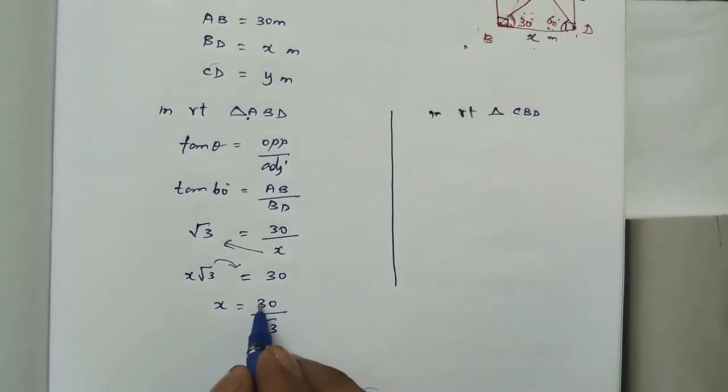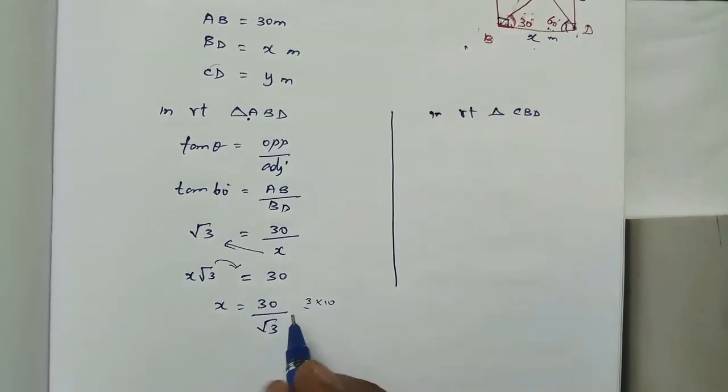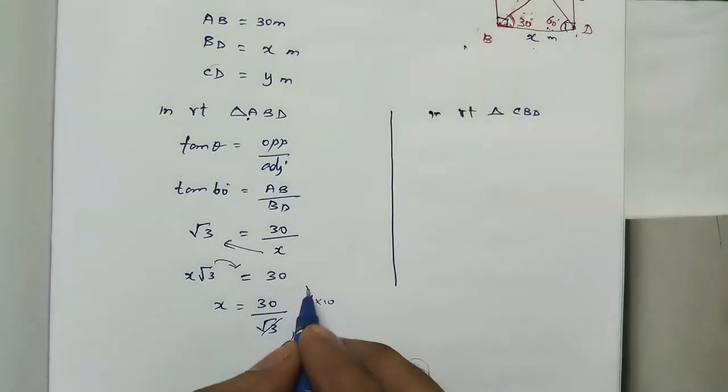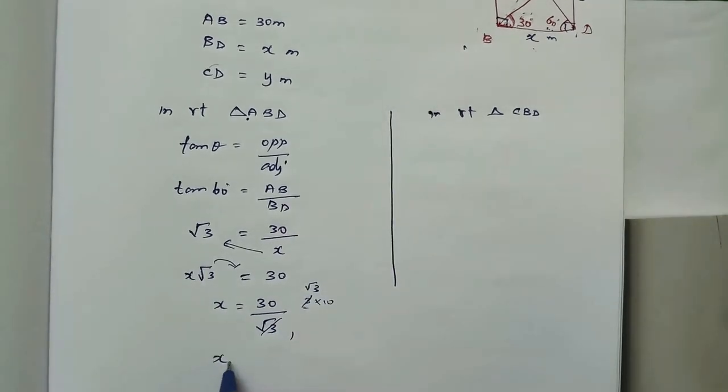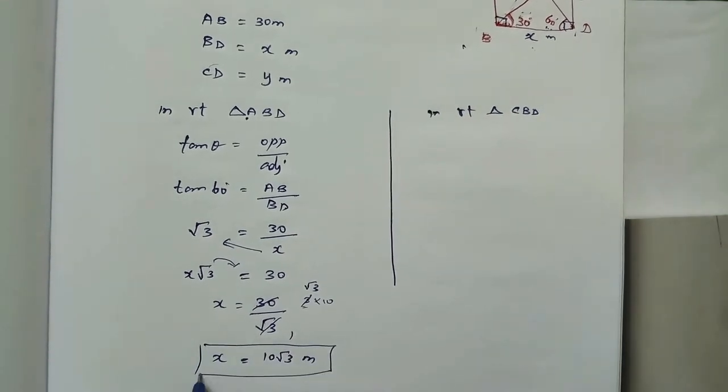Yes, root 3 is there, right? In 30, it is 3 into 10. In this 3, we have 2 root 3, right? Simplifying one time, the remaining one root 3 will be there. So X is equal to 10 root 3 meters.